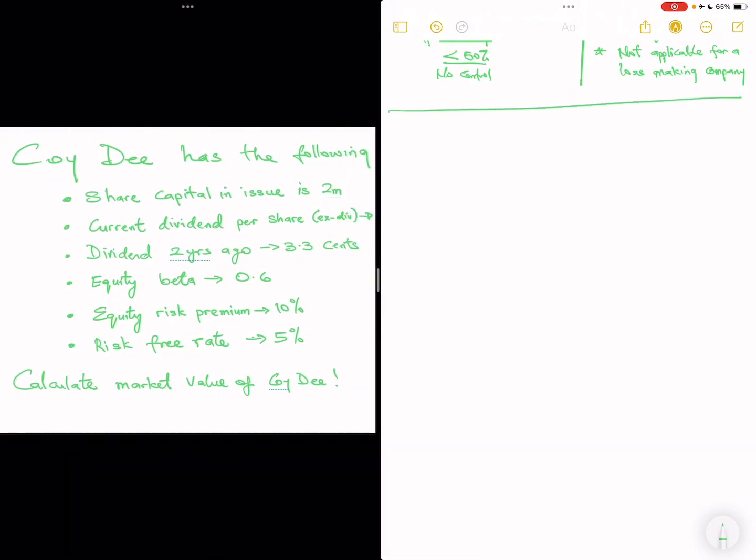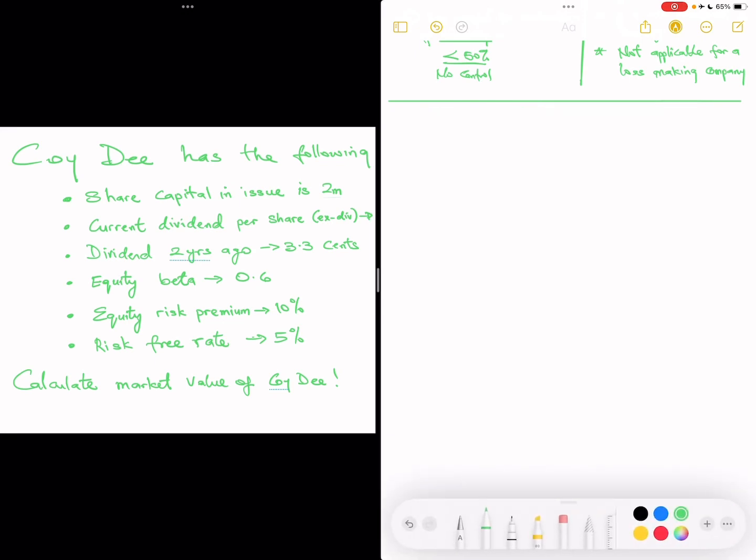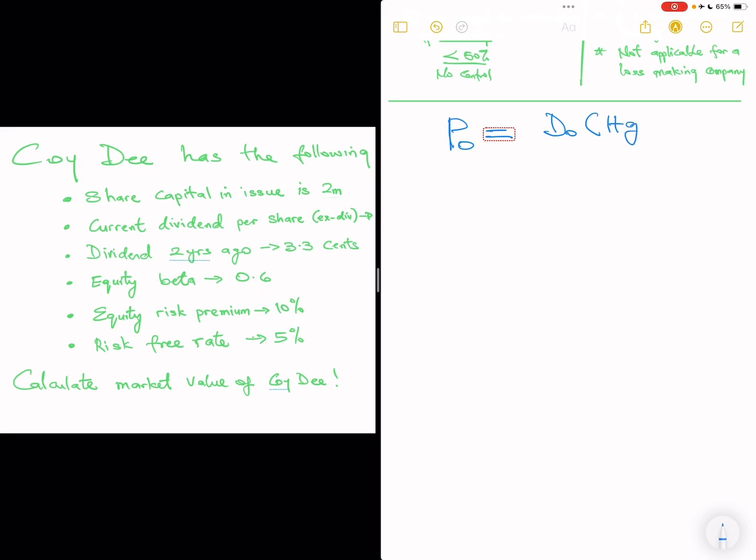Very important question here. To calculate the market value of the company, we already have dividend information, so we know that we'll be using the dividend valuation model. That price equals current share dividend D naught times (1 plus g) divided by cost of capital minus g. Do we know D naught, the current share dividend? Yes, we do. That is $0.04, because that's 4 cents.